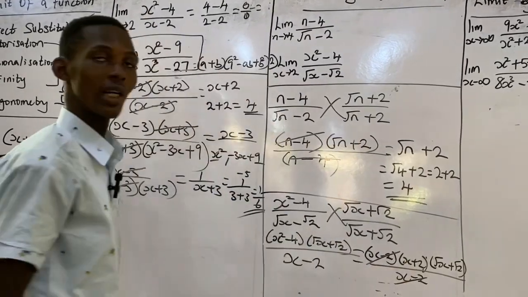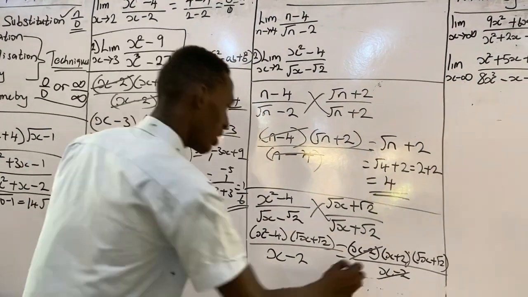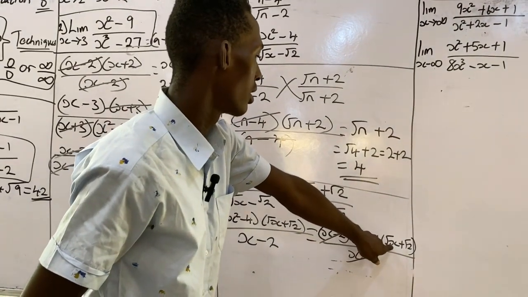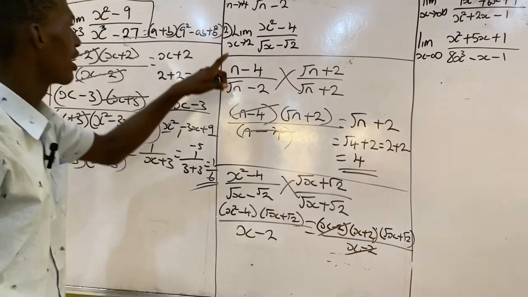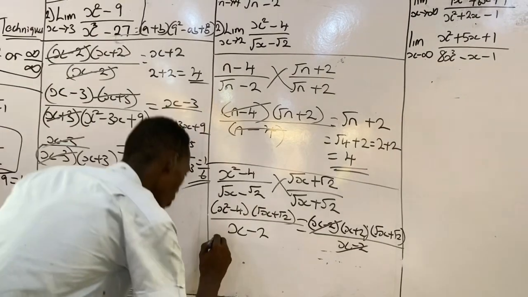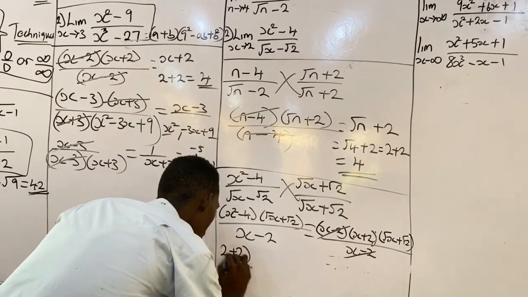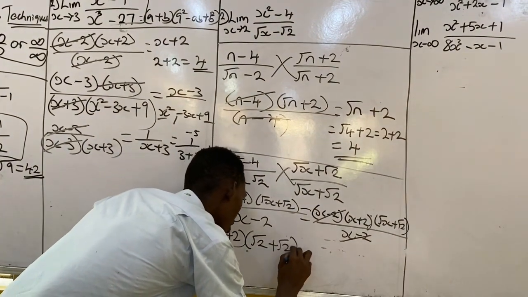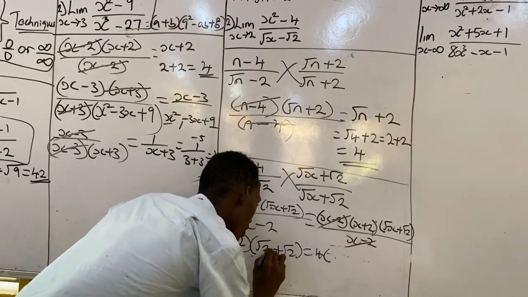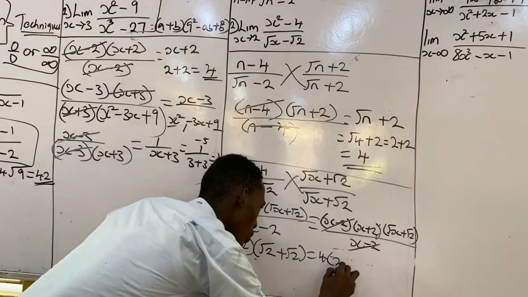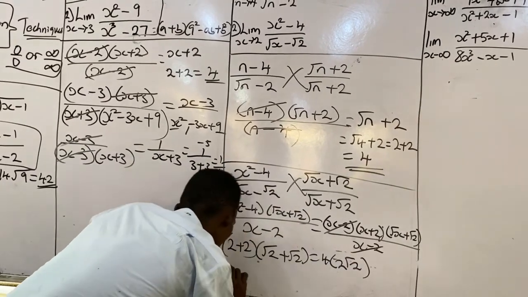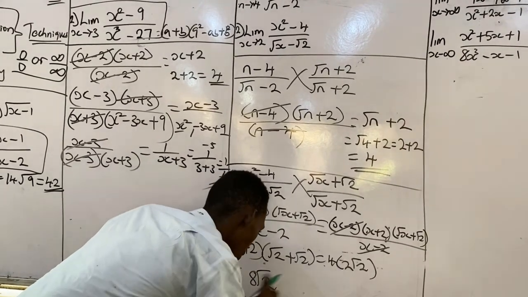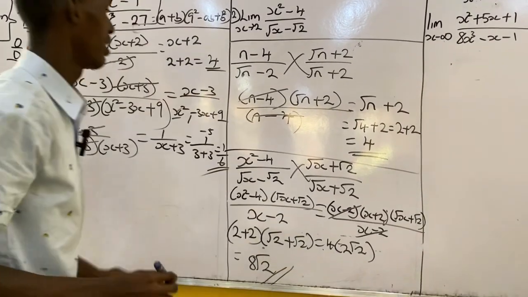So this x minus 2 will cancel each other. Then you are left with x plus 2, and in brackets root x plus root 2. Remember, we are limiting x to what? 2. So that's 2 plus 2 and root 2 plus root 2. That gives us 4 in brackets. This 2 plus root 2 gives us 2 root 2. Therefore, our final answer is 8 root 2, because 4 times 2 is 8. Therefore, this is our final answer on this.